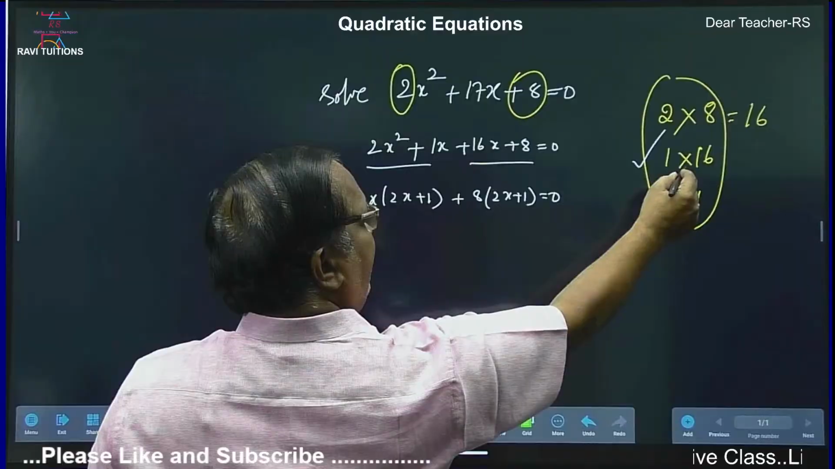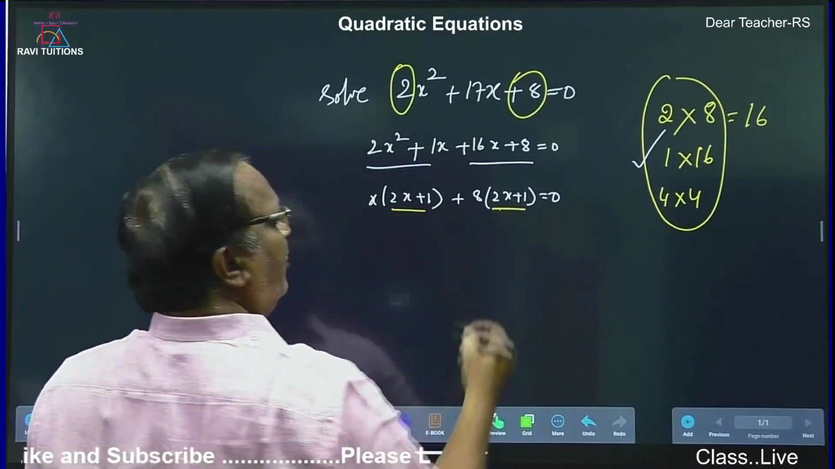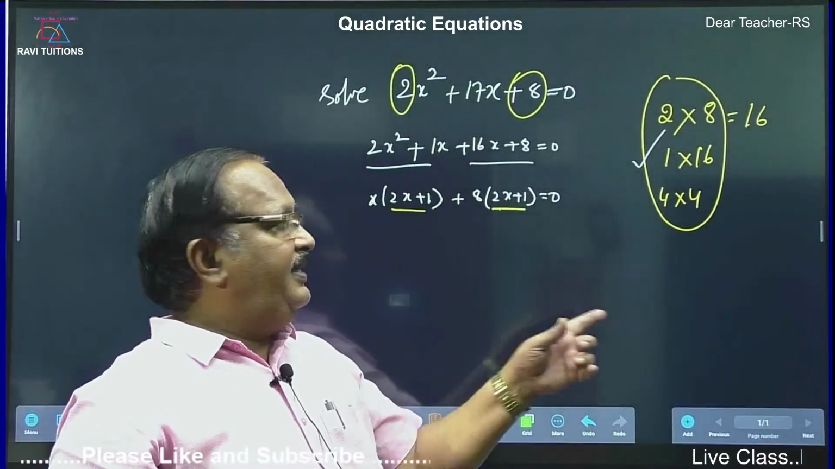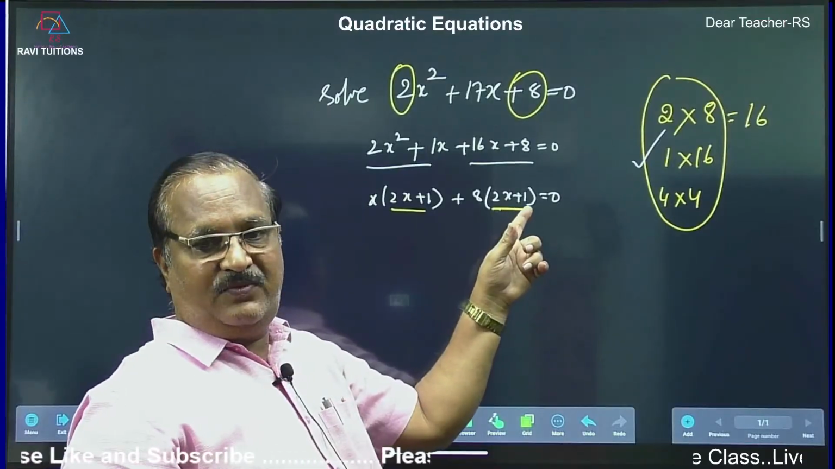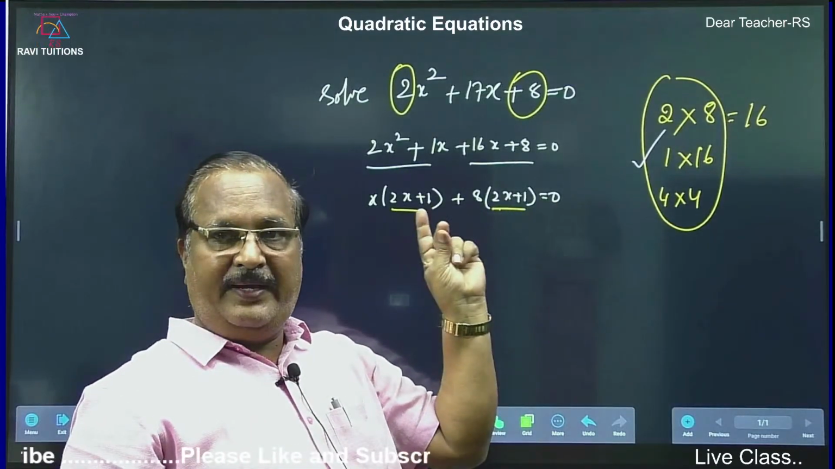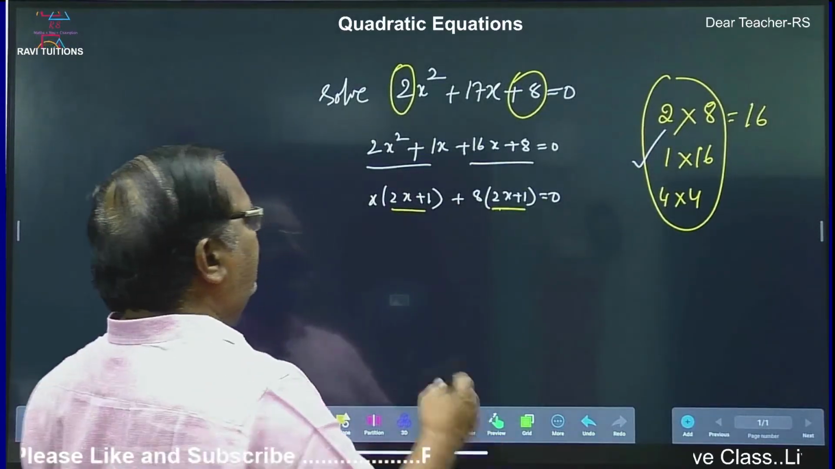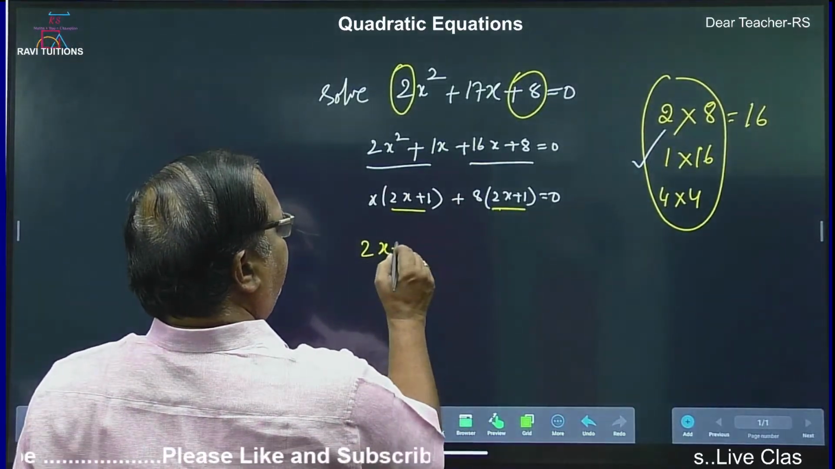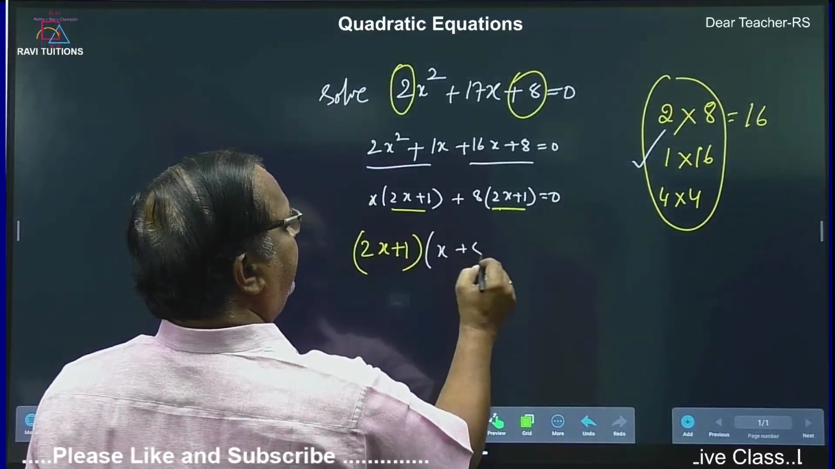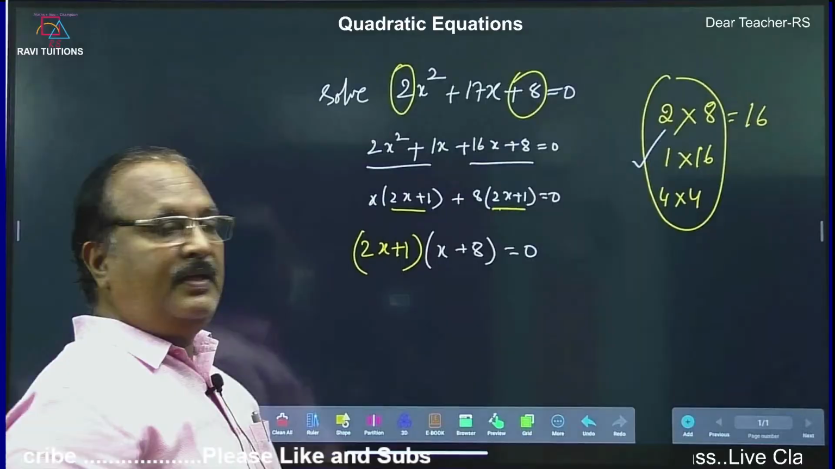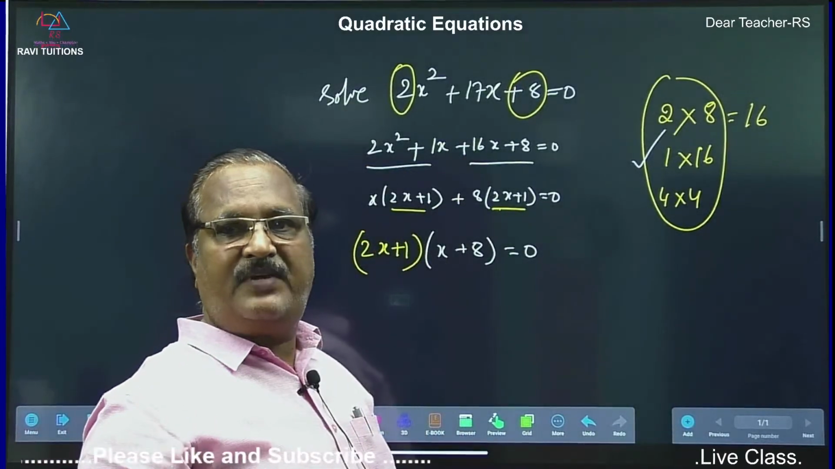If this pair of factors is correct, definitely you will get a common factor, 2x plus 1. If this is wrong, then you won't get 2x plus 1 and 2x plus 1. Very important thing: if this is correct, definitely you will get the same common factor. So I am taking this common factor, and the remaining is x and 8, is equal to 0. Equate each factor to 0, because our target is to find the solution, the roots.